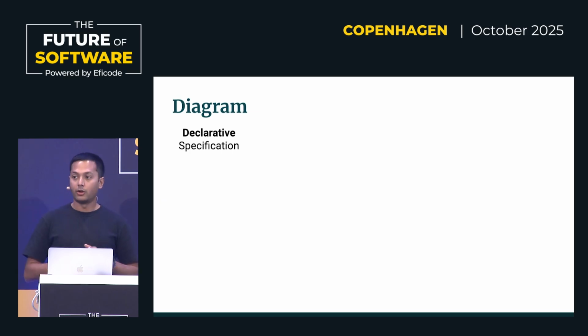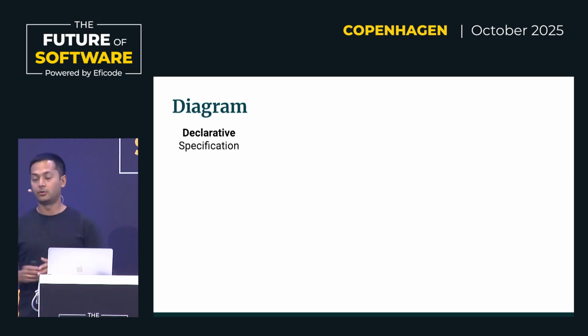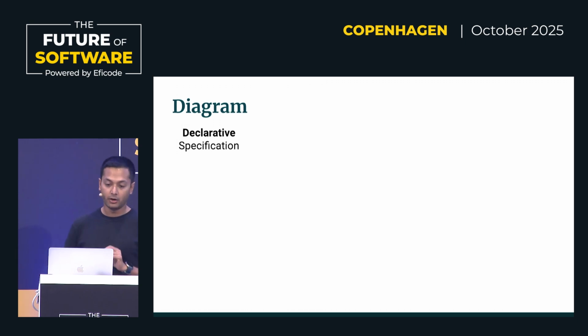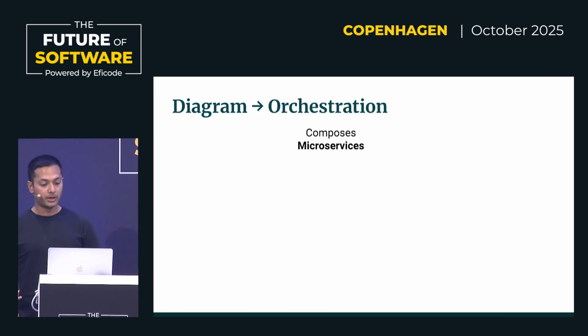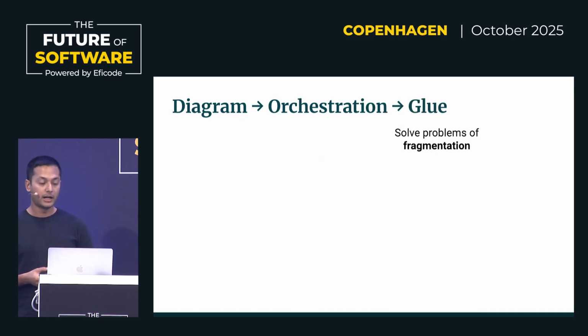So the diagram is no longer a historical reflection that I drew on the whiteboard and wiped off the moment the meeting ended. This becomes the specification, the definition of the system, because it sits in the system. It is not throwaway work. It doesn't live on Confluence. It is inside the system. So this is a diagram that is the declarative specification of the system. That ultimately becomes the orchestration, composing the different domain microservices that we have, ultimately to solve the problem of fragmentation by gluing the real microservices together, because that glue was missing.